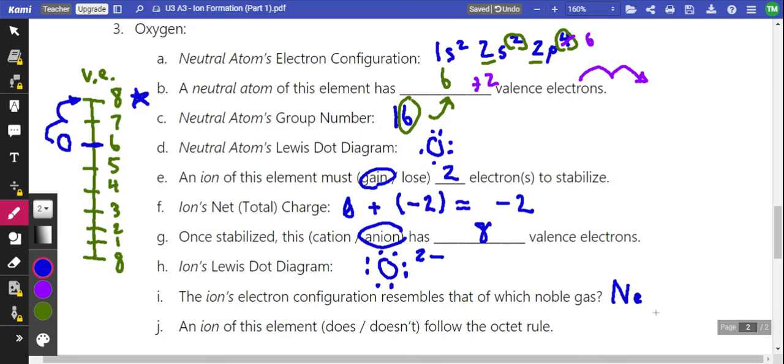Neon. Okay? It's still oxygen, but it's mimicking the electron configuration by having neon's electron configuration. So it's going to be more stable to be like stable neon. Okay? Since it ends up with 8 valence electrons, this does follow the octet rule.